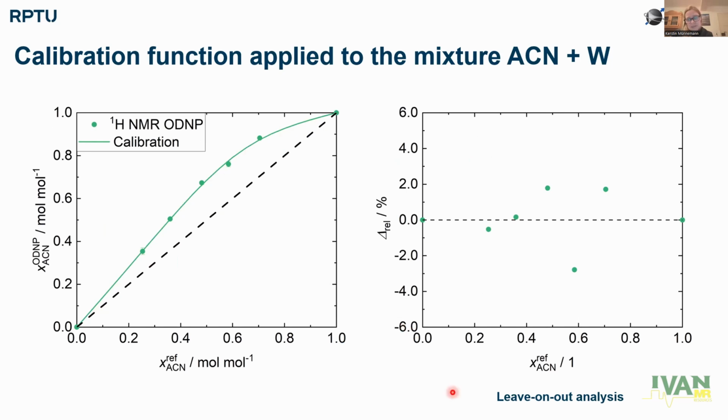And then we did a leave-one-out analysis, which is quite common in data science. So you do that fit without one point, and then you calculate that point back. And you do that for every one of these points. And then you can determine the relative deviation from the truth. And you see here that the highest deviation was something like 3%. And that's quite okay for proton NMR under continuous flow in a benchtop spectrometer in a 250 micrometer capillary.